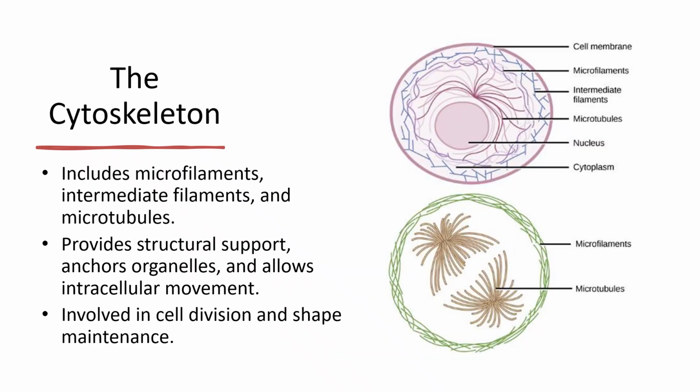The cytoskeleton is a dynamic framework that gives the cell shape, supports organelles, and enables movement. It includes microfilaments for flexibility, intermediate filaments for strength, and microtubules that act like railroad tracks for intracellular transport.